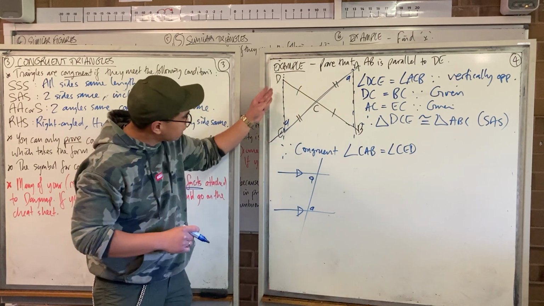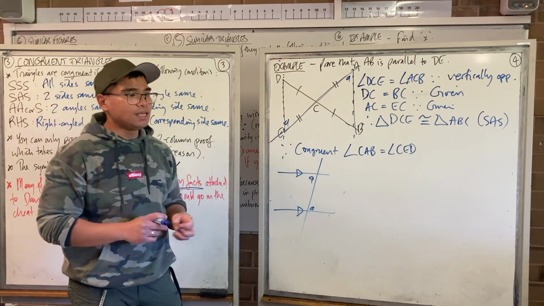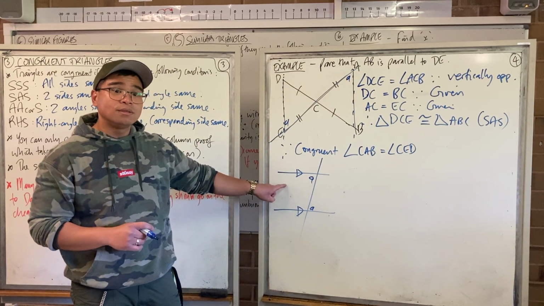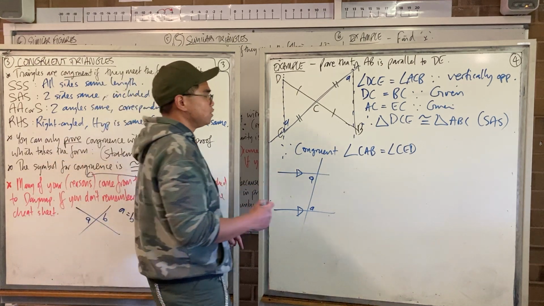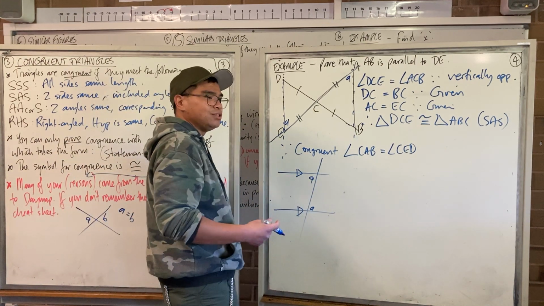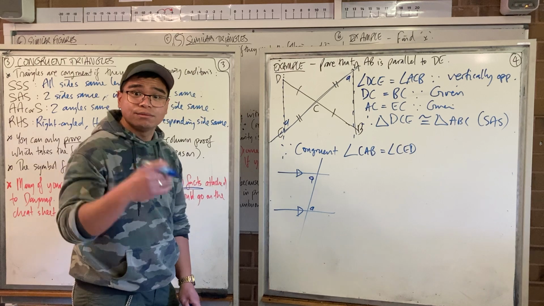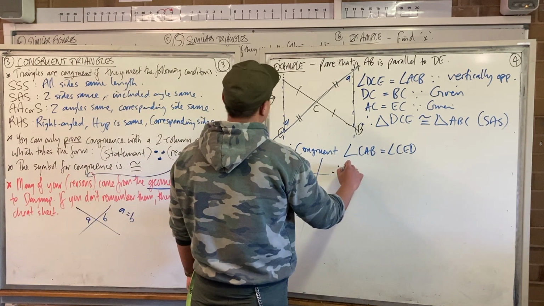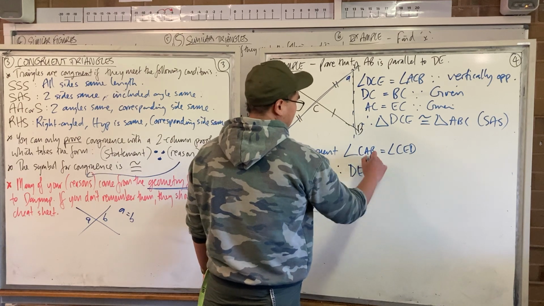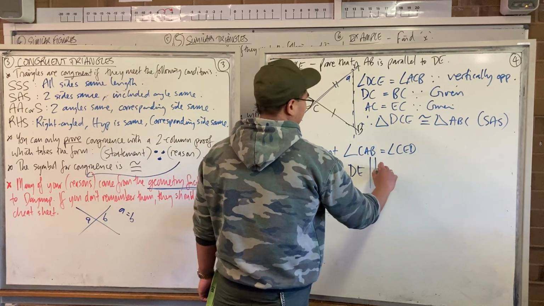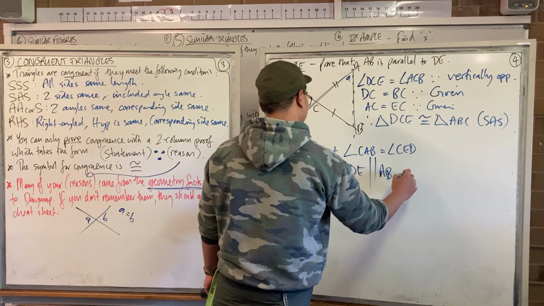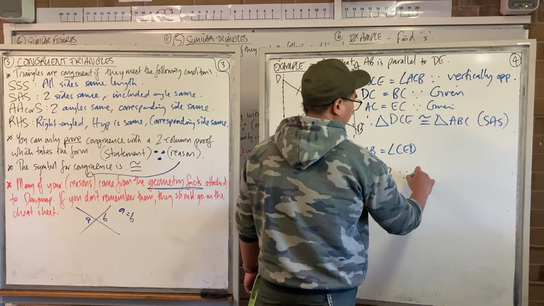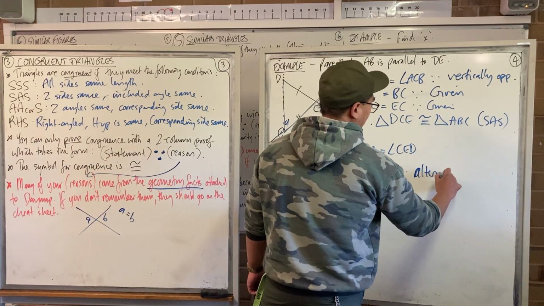So what could we say about AB and DE using this? They're parallel, and what reason do we have for that? Do you remember what it was called? Alternate angles. Yes. Therefore, DE, the sign for parallel is two vertical lines, is parallel to AB because alternate angles.